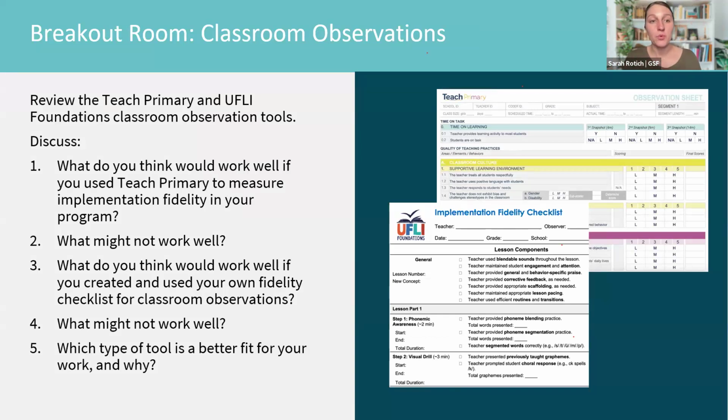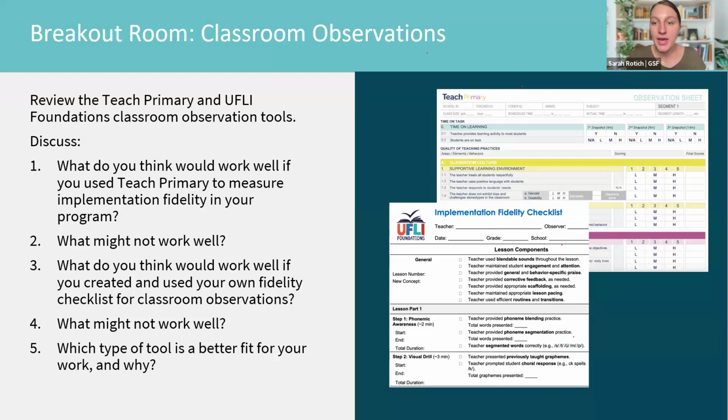So what do you think would work well if you used something like Teach Primary, and what might not work well? What might work well if you used a tool that was specifically designed for your intervention? And again, what might not work well? And then just spend a few minutes reflecting on which type of tool is a better fit for the work that you're doing and why.